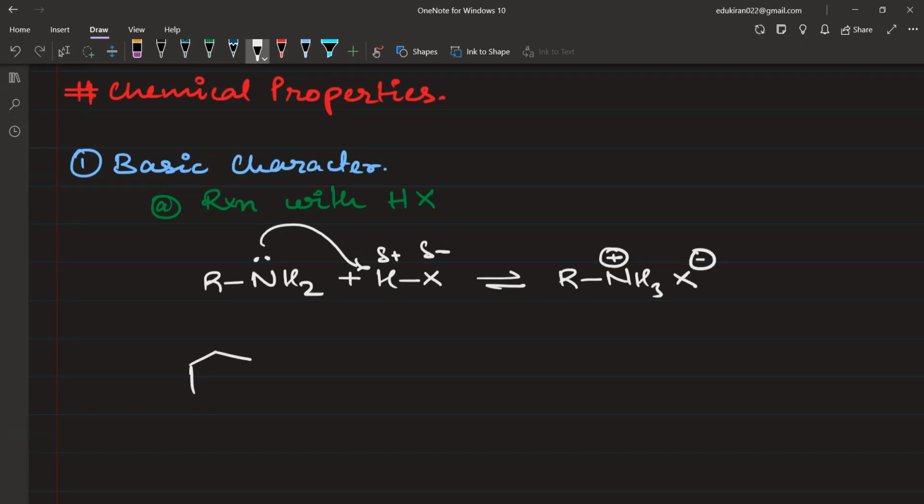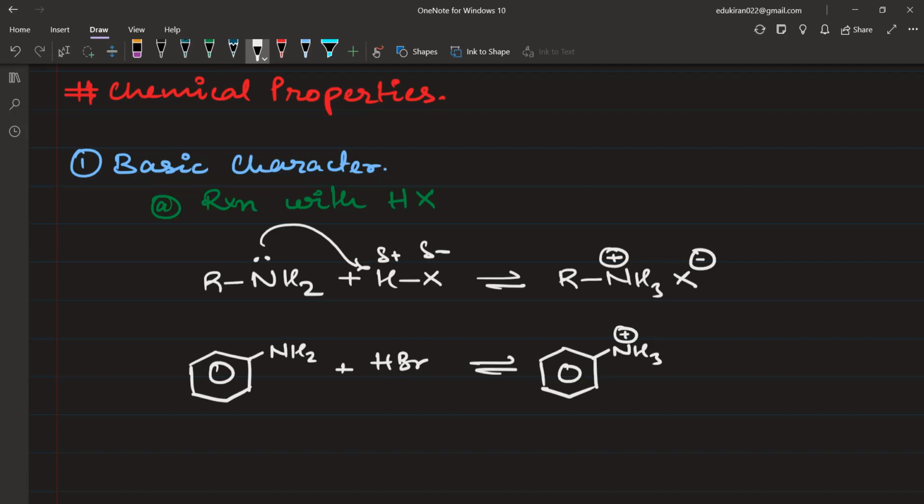Similarly, if you have aniline, react this with HBr. You get NH3 positive and Br negative.